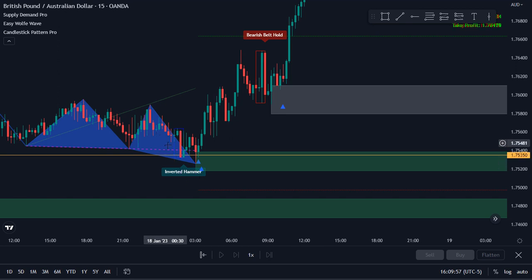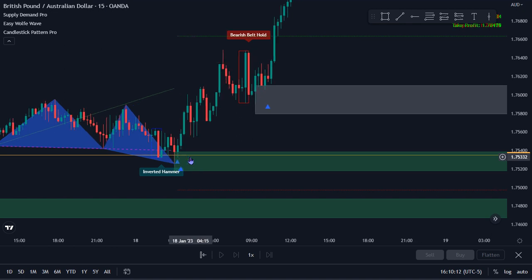So not only do we have the bullish Wolfe Wave forming inside of the 4 hour order block, we even have an inverted hammer pattern that is also formed while touching the opening of the 4 hour order block.